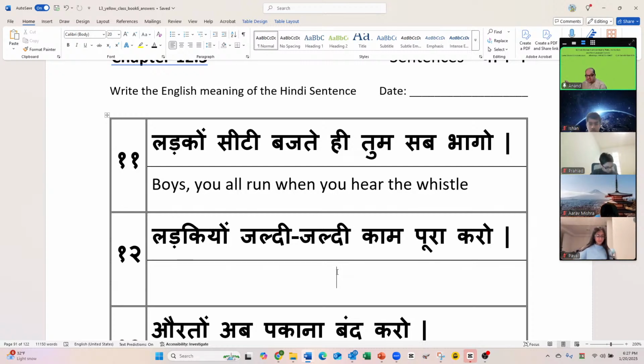Arav, read the next sentence. लड़कियों जल्दी जल्दी काम पूरा करो. Okay, लड़कियों जल्दी जल्दी काम पूरा करो. What does that mean? Girls, finish the work fast. Okay, write that down.